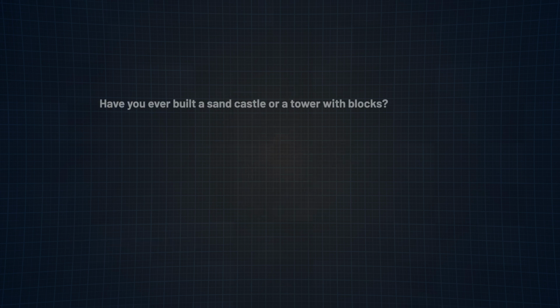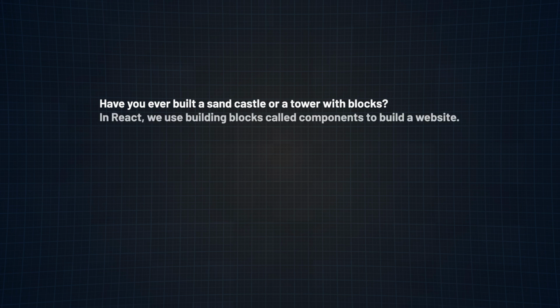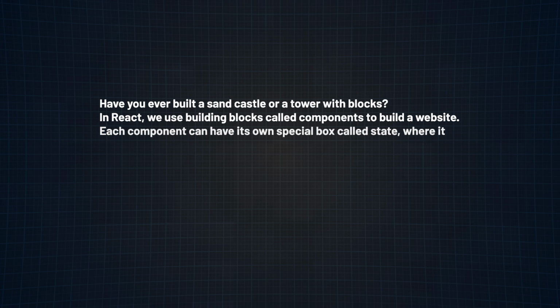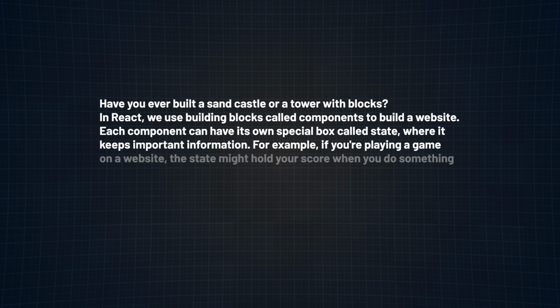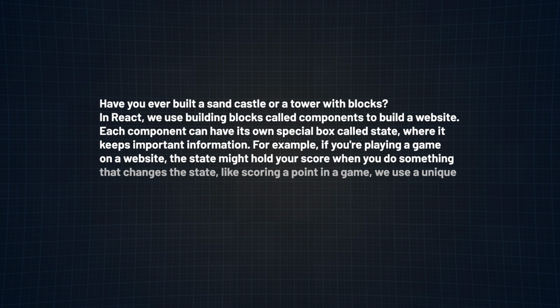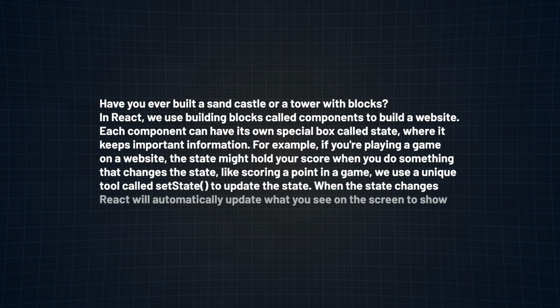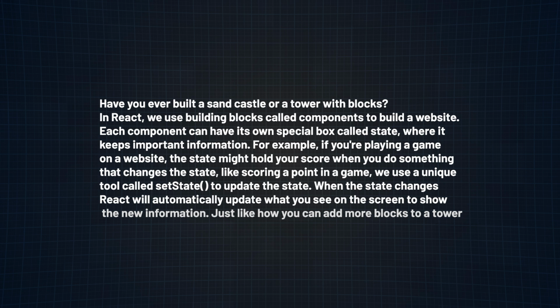Have you ever built a sandcastle or a tower with blocks? In React, we use building blocks called components to build a website. Each component can have its own special box called state, where it keeps important information. For example, if you're playing a game on a website, the state might hold your score. When you do something that changes the state, like scoring a point in a game, we use a unique tool called setState to update the state. When the state changes, React will automatically update what you see on the screen to show the new information, just like how you can add more blocks to a tower to make it taller.